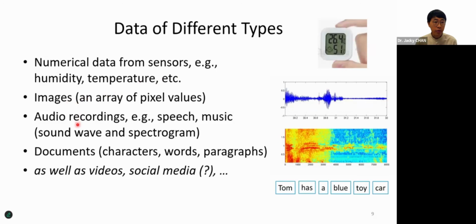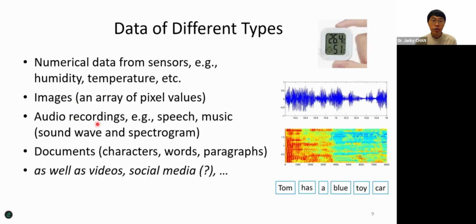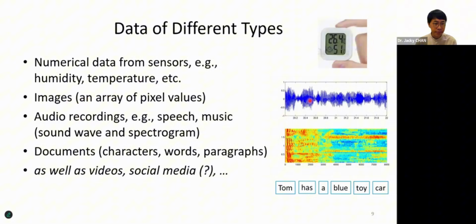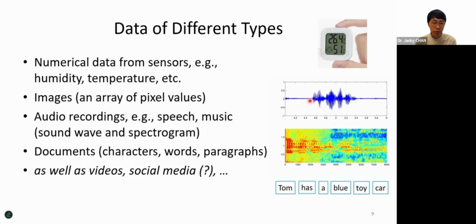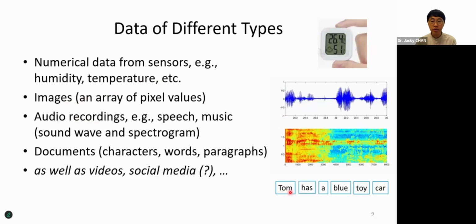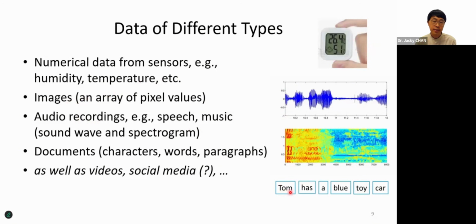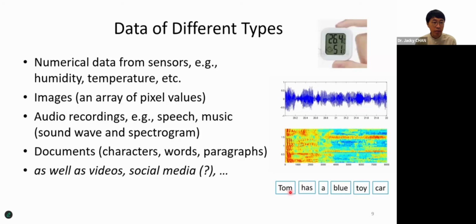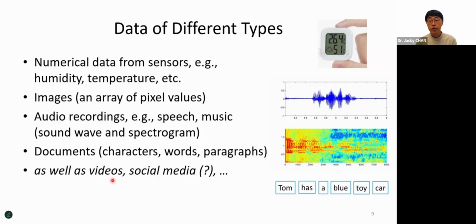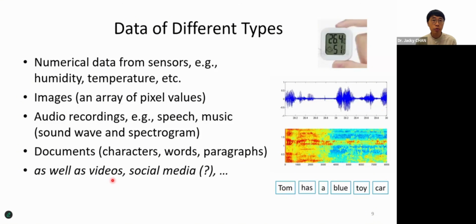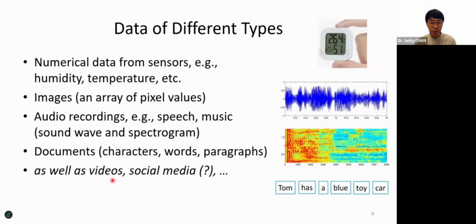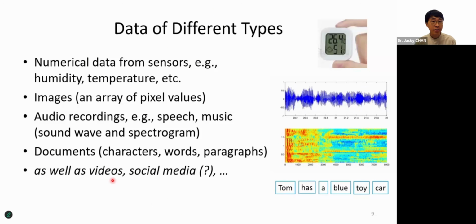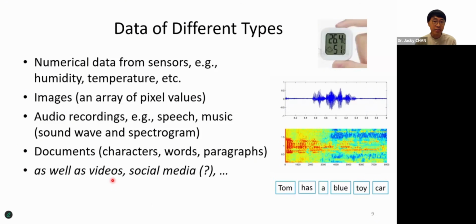In addition, we have audio records, when you're talking about speech or music, where the wave goes up and down. And of course, we have documents, like characters and words organized in sentences and paragraphs. Also, we can have videos. And for social media, we have the social network, which shows how people are connected to each other, whether they are friends or family members. So these are the kinds of data.